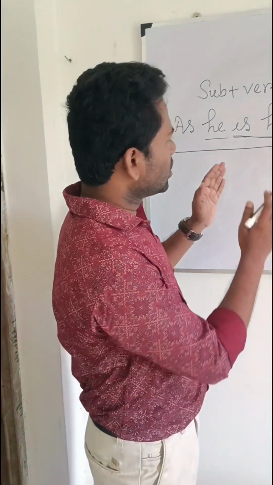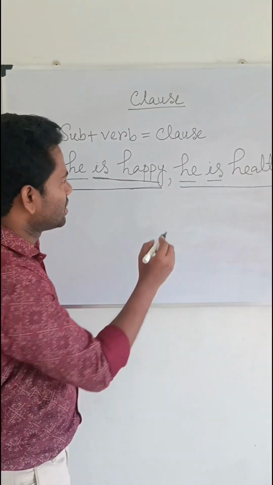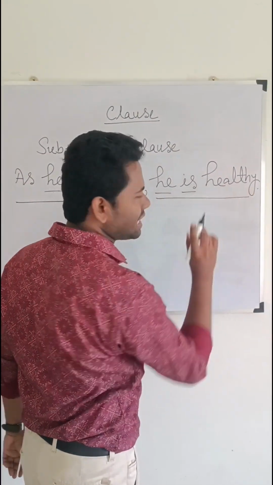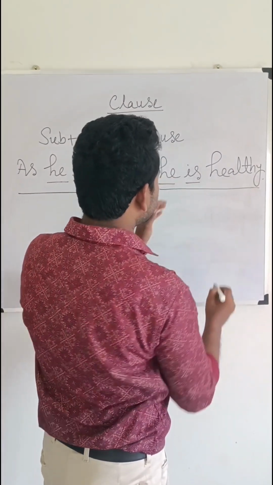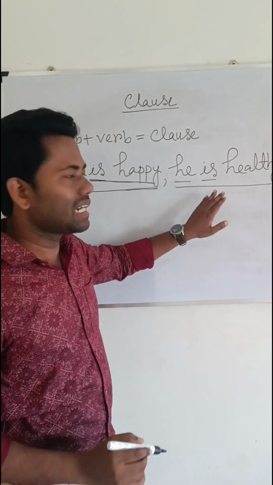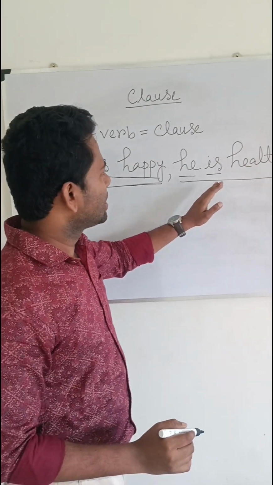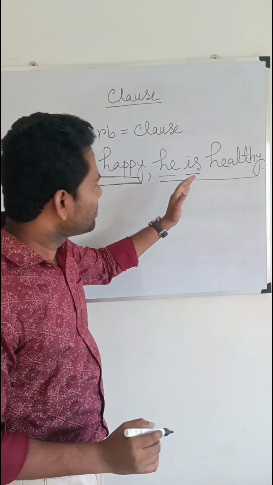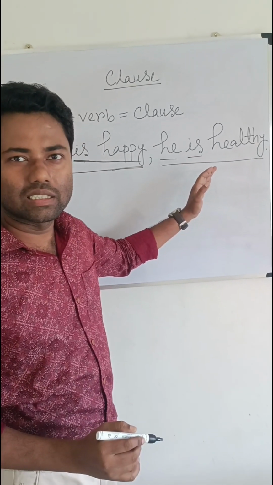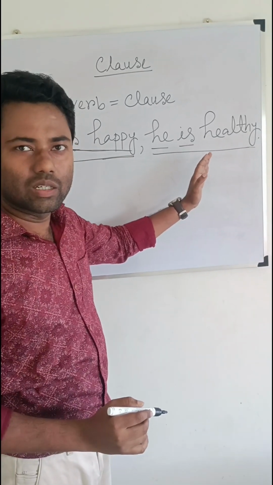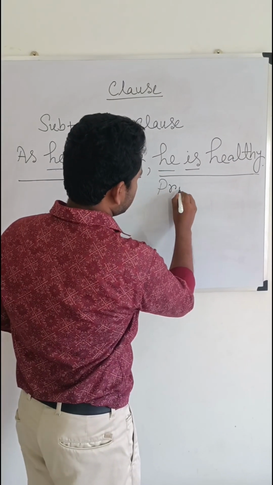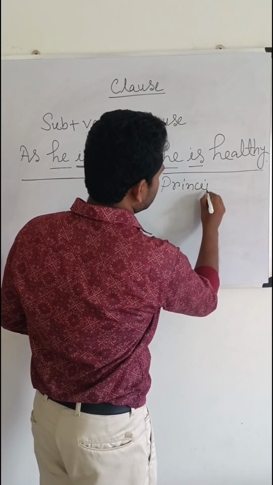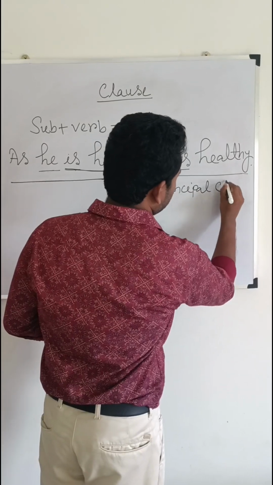Now look at the sentence once more. This part, he is healthy. If you take this clause separately, he is healthy, it can stand alone. It can stand alone and makes a complete sense. It is independent. We call it principal clause. Principal clause.